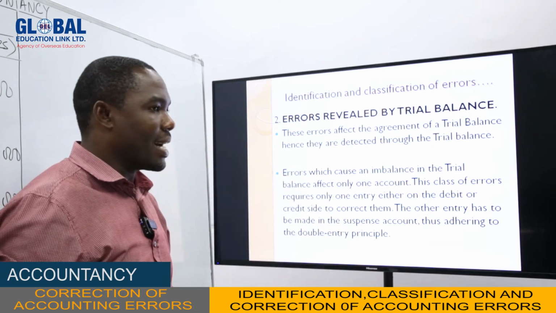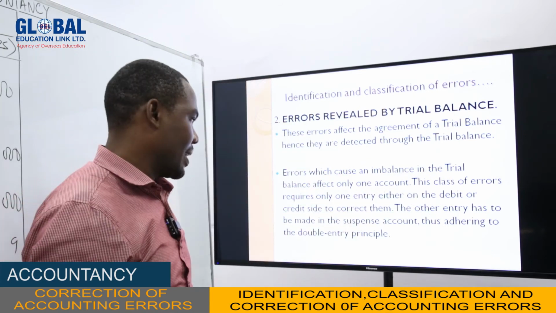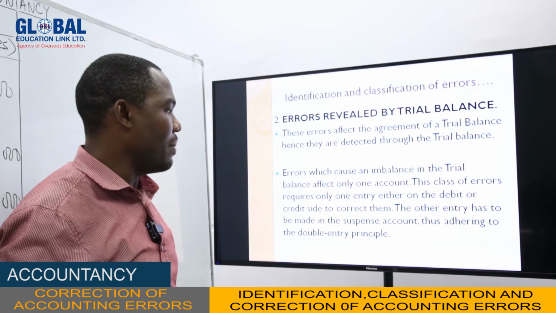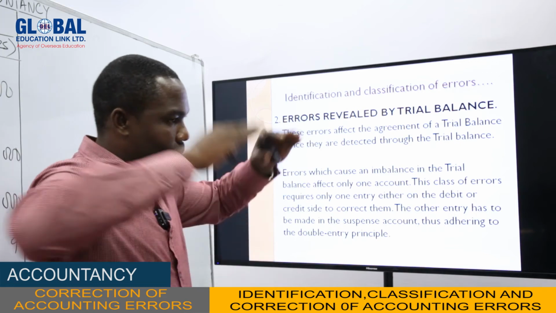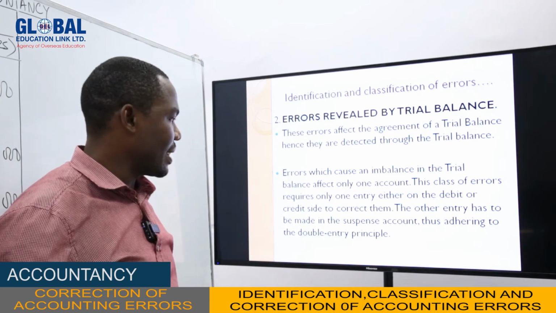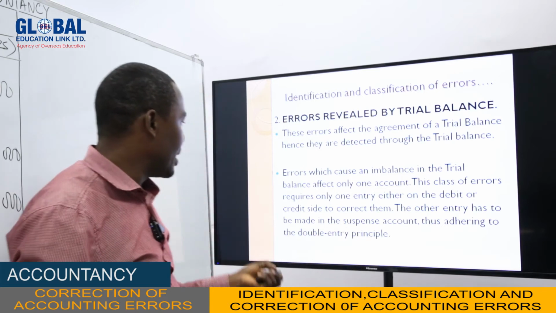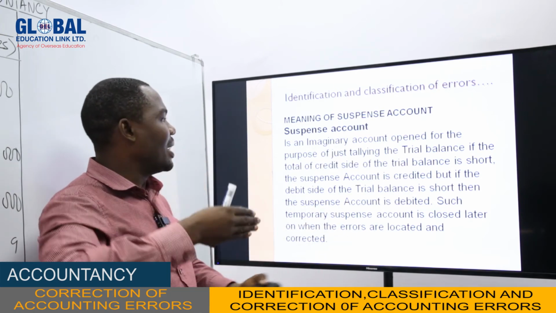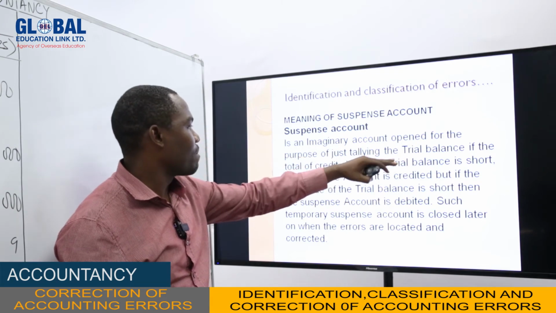So they affect the trial balance, and they will affect only one account. In the other account, they will be entered correctly. The other entry will be made to the suspense account to adhere to the double entry principles. Because if you make an error of this type, your trial balance will not balance, and automatically that difference in the trial balance will be taken to a suspense account, which we see here now. This suspense account is an imaginary or temporary account, normally opened just for tallying the trial balance totals.